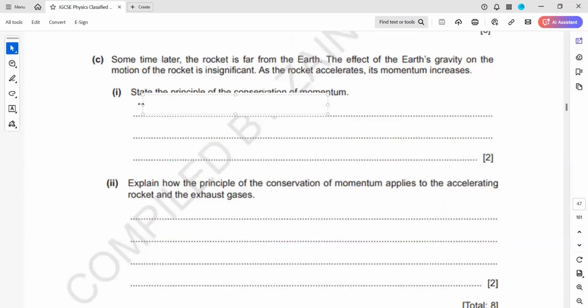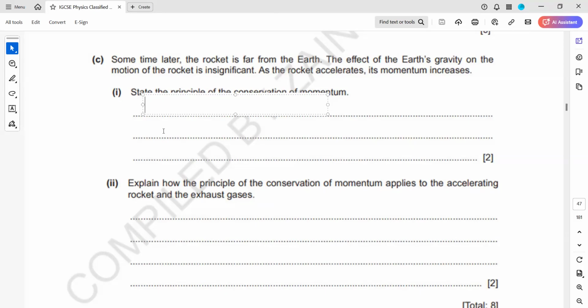Whenever the question says principle, it means you cannot write it in your own words. It should be the standard statement. If they ask for a principle, law or definition, it should be in proper words. So you have to say that in an isolated system, the total momentum before is always equal to the total momentum after. You have to learn this statement of conservation of momentum. Isolated system, 1 mark; momentum before and after, another mark.